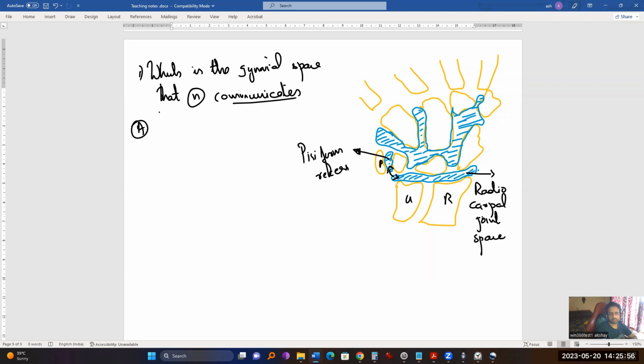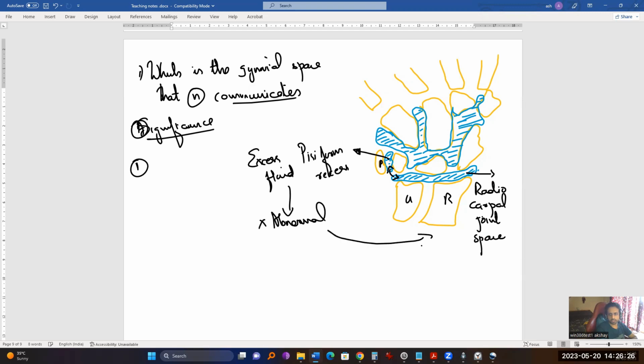The pisiform recess and the radiocarpal joint space normally communicate. So what is the significance? If you see excess fluid in the pisiform recess on an MRI, it's not abnormal if there is radiocarpal effusion. Look for radiocarpal effusion. The next significance is for wrist arthrography: either the pisiform recess or the radiocarpal joint space can be used.